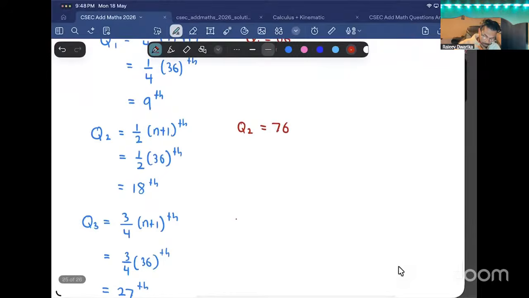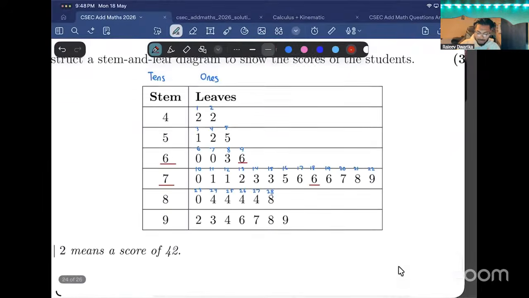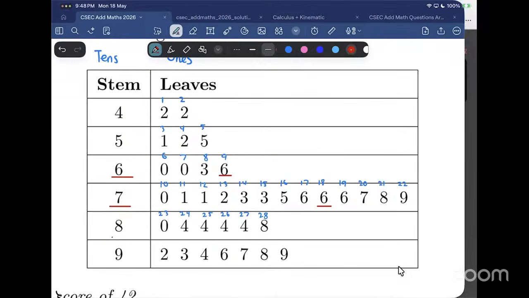And let's find Q3 now. Q3 is going to be the 27th term. What is the 27th term? 84.